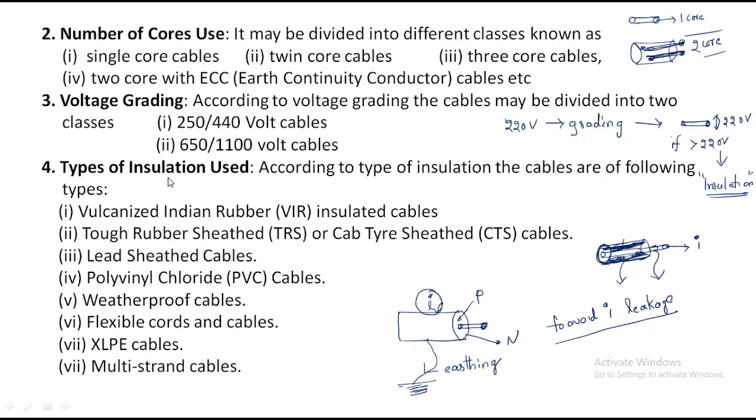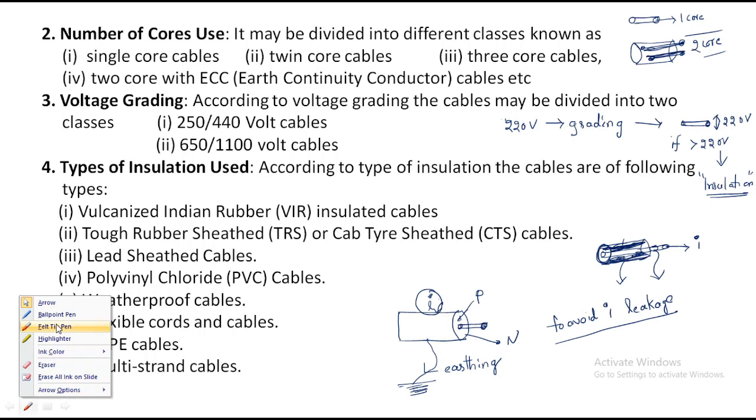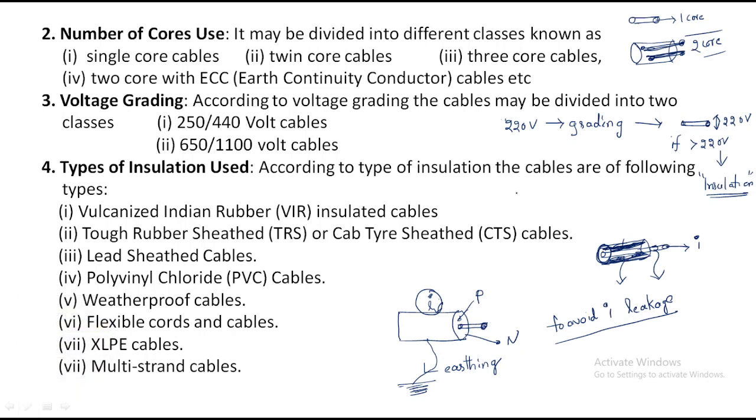Fourth, type of insulation used. This is very important. For any cable or wire, insulation is the most important thing. Why? If it doesn't have insulation, then what happens? Leakage will occur. That's why the insulation of cables is very important, and that's why this category is very important, right?